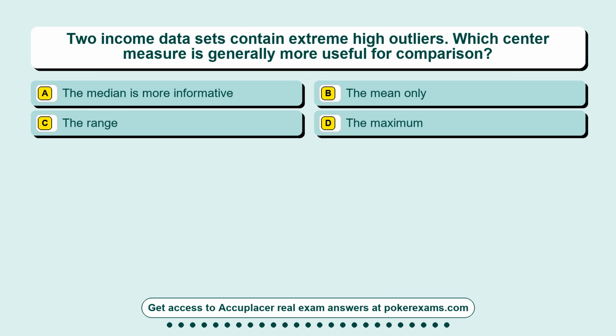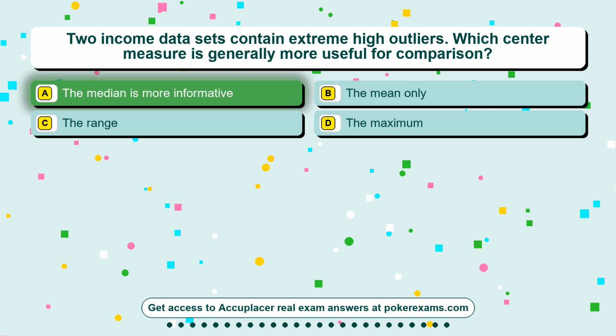Question 7. Two income data sets contain extreme high outliers. Which center measure is generally more useful for comparison? Option A, the median is more informative. Option B, the mean only. Option C, the range. Option D, the maximum. The correct answer is option A, the median is more informative.